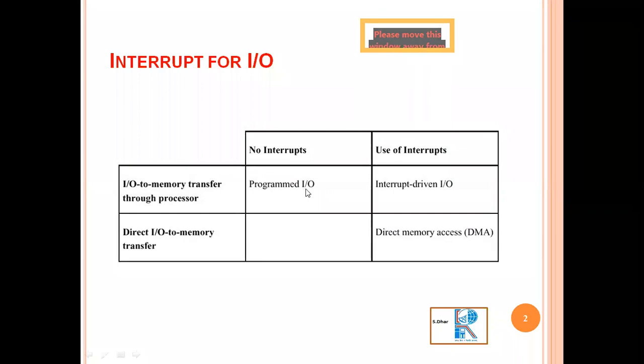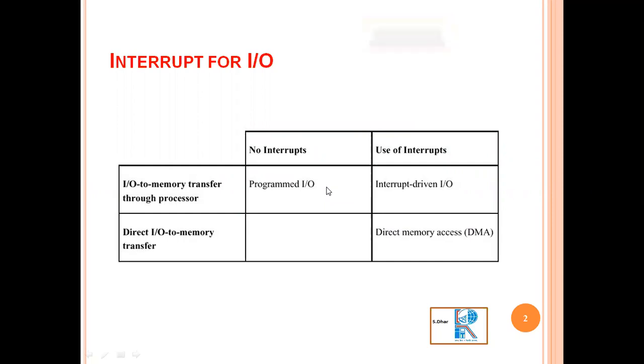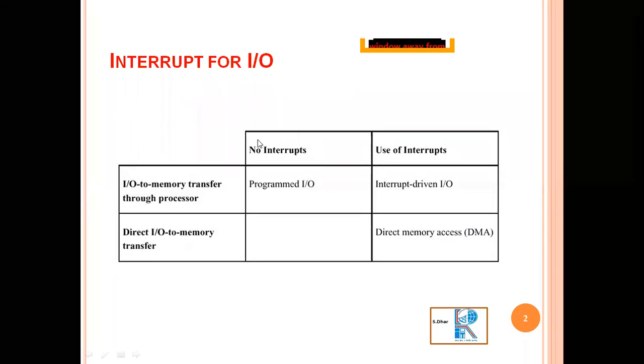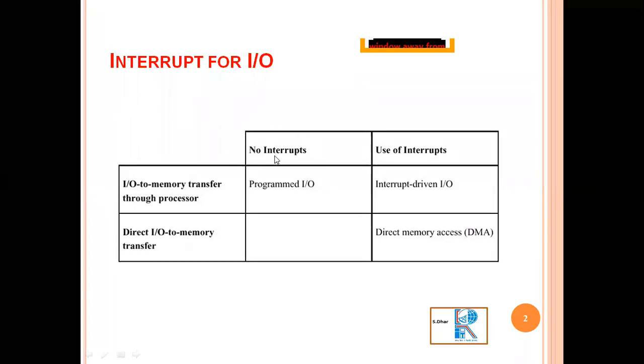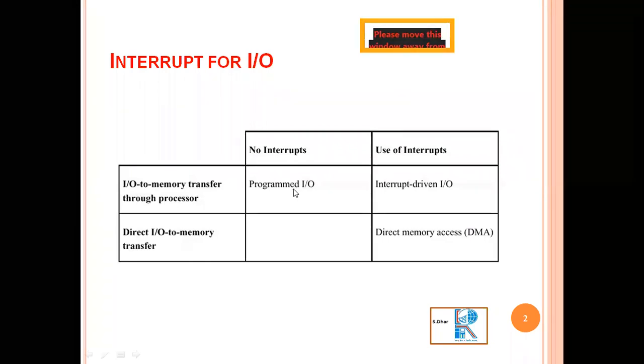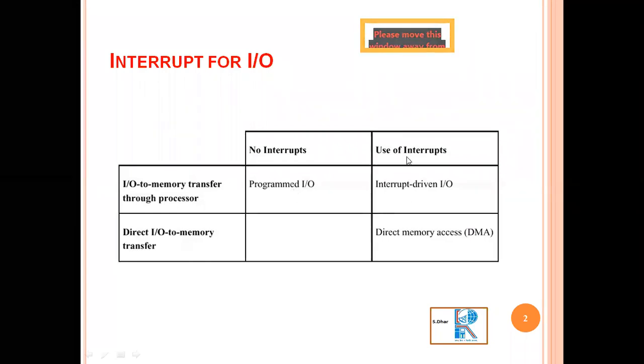What happens in programmed I/O? In programmed I/O, there is a program, and using that program, I check the status of the I/O device, whether the device is ready to transfer or not. When the I/O device is ready, the data can be transferred from the I/O device to the memory with the help of the CPU. One important thing is that no interrupt signal is used in programmed I/O, which we have already learned. Next comes interrupt-driven I/O.